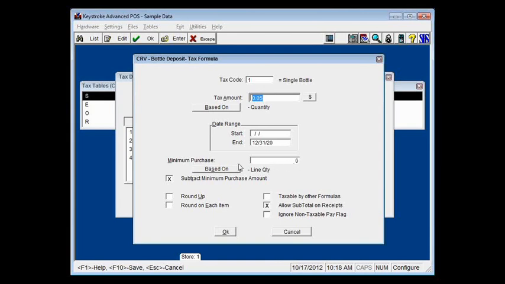There's no minimum purchase, but this is where, when your taxing amount changes to dollar, not a percentage, you can base it on price or cost. When it's based on dollars, it can be based on quantity or per line. So again, some testing may be required. And this is where we have the allow subtotal on receipts, so we can separate out the amount paid for bottle deposit versus the amount paid for regular sales tax.